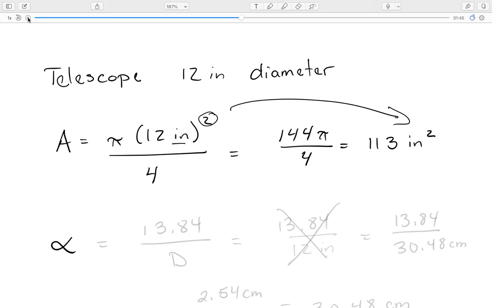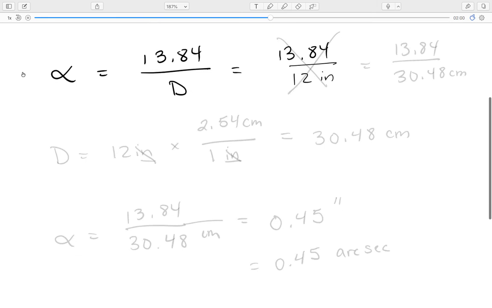So angular resolution is written with a Greek alpha. And in order to calculate that, we need 13.84 divided by that diameter, which for our example telescope is 12 inches. Now, the problem specifically says that we need this diameter in centimeters. So we're going to need to convert our diameter from 12 inches to centimeters. Remember, we need to have the same units on the denominator of our fraction. And if you look up, you'll see there's 2.54 centimeters for every inch.